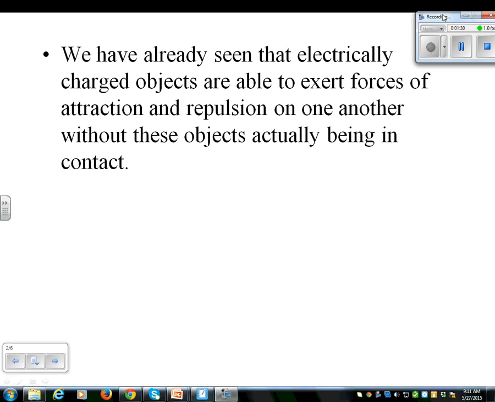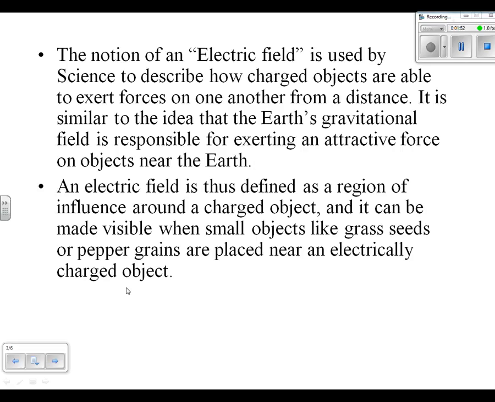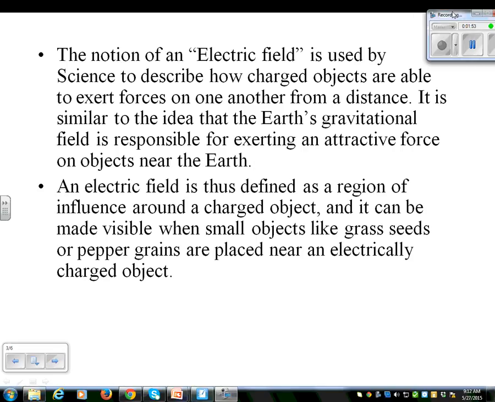We've already seen electrically charged objects are able to exert force of attraction and repulsion on one another without these objects actually being in contact. You certainly do not need to write that down. That ability to provide a force without touching is known as action at a distance. So the notion of electric field is used by science to describe how charged objects are able to exert forces on one another from a distance. It's similar to the idea that the Earth's gravitational field is responsible for exerting an attractive force on objects near the Earth. Same sort of concept.